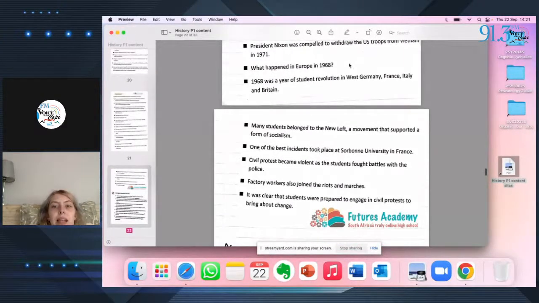And then in Europe in 1968, it was a year of student revolution in West Germany, France, Italy, and Britain. Many students belonged to the New Left, a movement that supported a form of socialism.